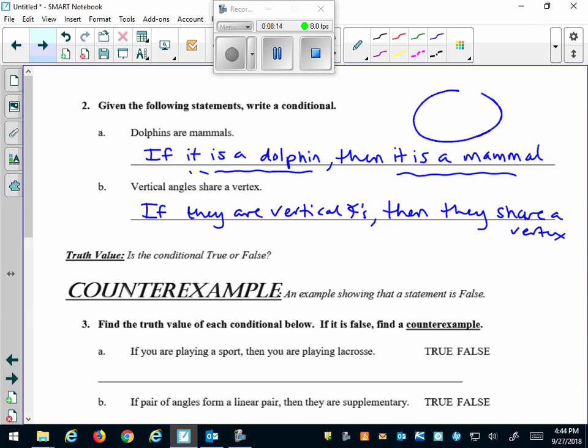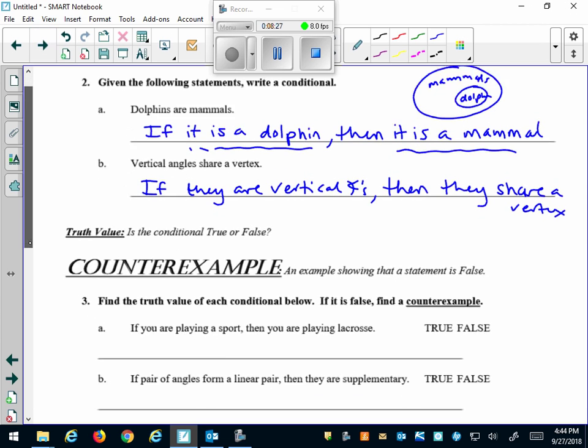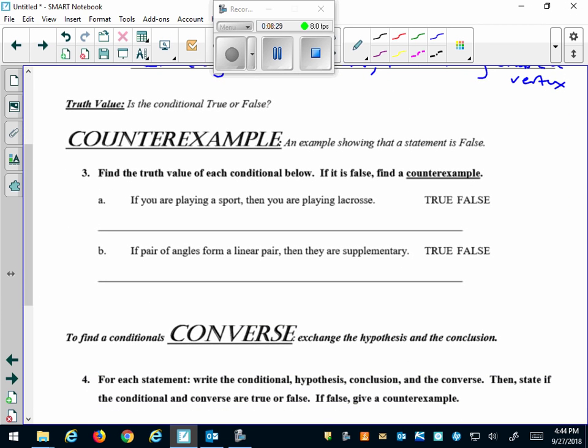So I was going to do the Venn diagram for the mammal thing. Dolphins would be in here, right? And mammals would be out here, because there's lots of other types of mammals. Now, the truth value of a conditional is basically deciding whether it is true or false. If it is false, then you can come up with what's called a counterexample. Only if it's false.